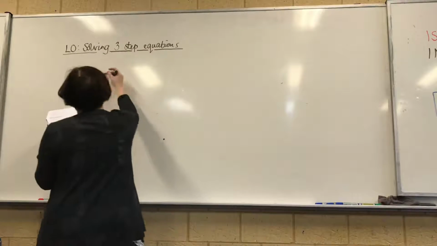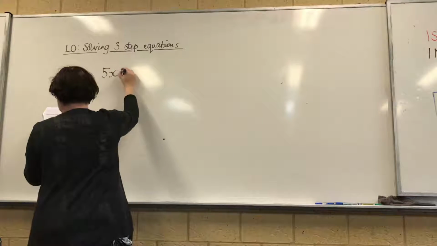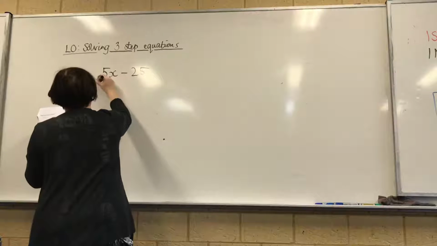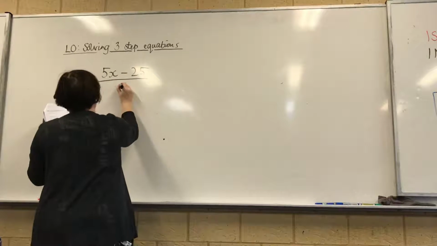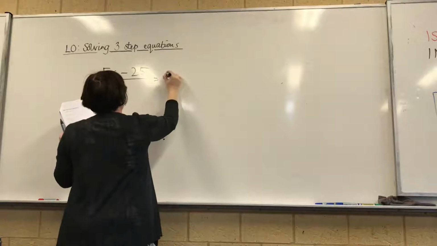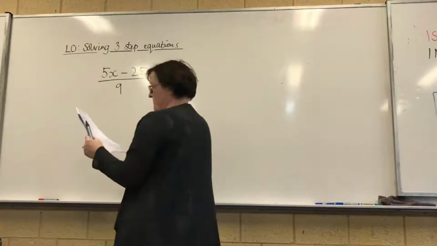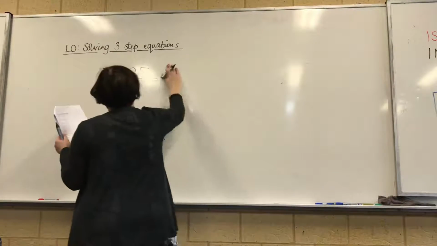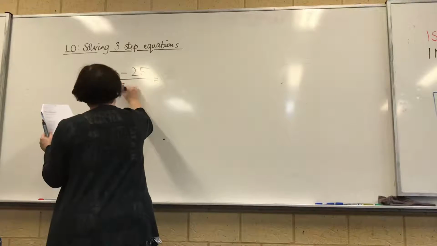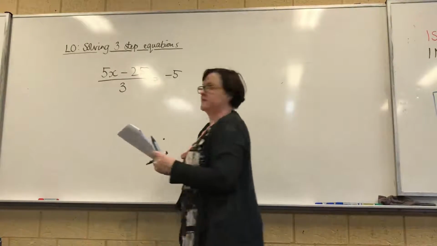So this one, 5x, subtract 25, divided by 9 equals 24. No, sorry, I've mixed my questions up. Divided by 3 equals negative 5.